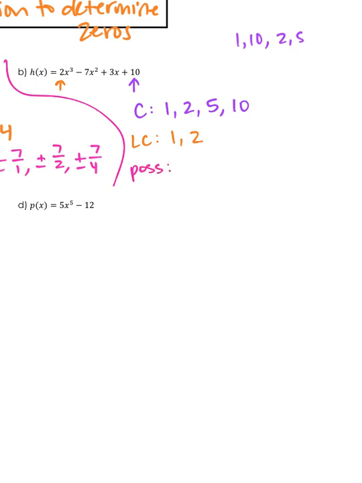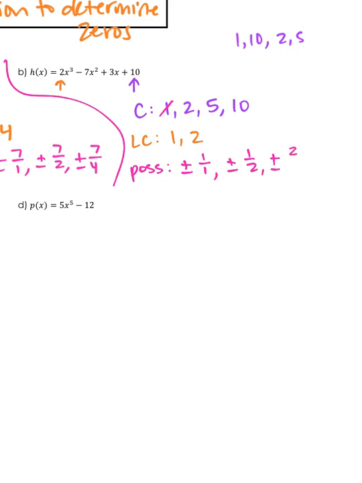So my possible answers, I'm going to start off with my first leading coefficient, which is 1. So 1 over 1. Again, normally I would just write 1, but for the first couple I want to show you where the fraction is. And then I'm going to do plus or minus 1 over 2.